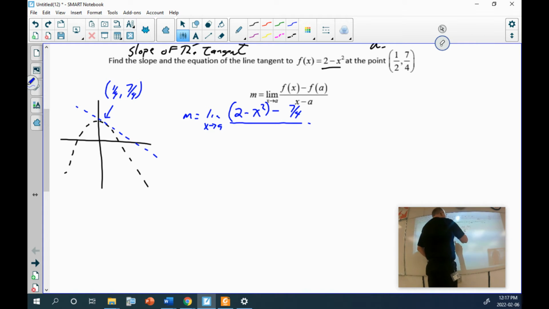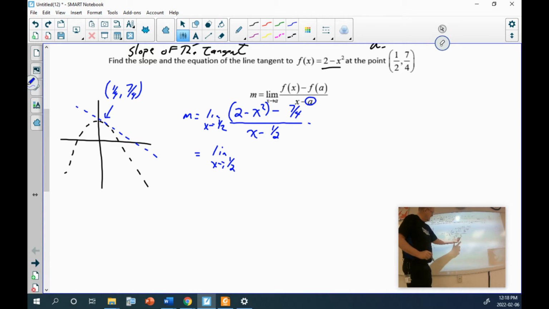And our a value, or this a value, is 1/2. So we're going to have x minus 1/2. A little bit of algebra work. The limit as x approaches a, as x approaches 1/2, I should say. I can't just plug that in because that would become 0. And we can't deal with that.